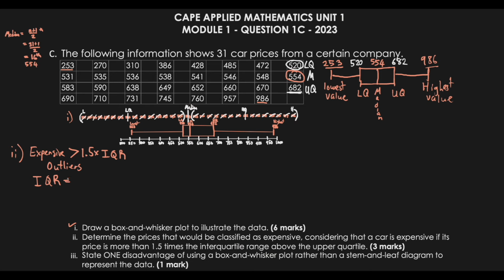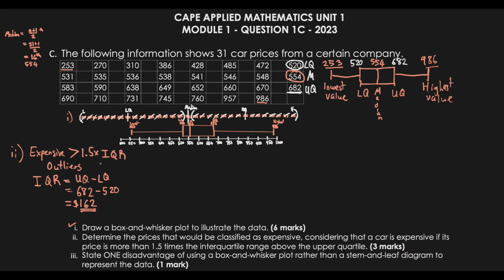So in this case, it would be upper quartile minus the lower quartile. So the upper quartile we have here, 682. So 682 minus 520, because 520 is the lower quartile. So therefore, we could say 682 take away 520 is 162. They didn't tell us if this was in dollars, $10,000 or whatever the case is. Let's just say this is $162, right?